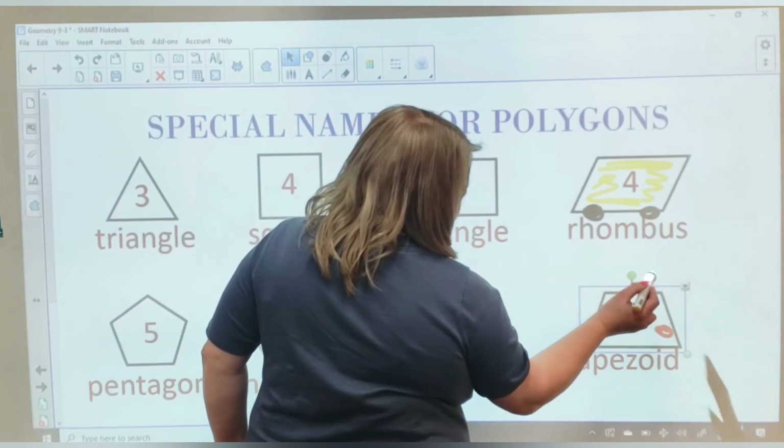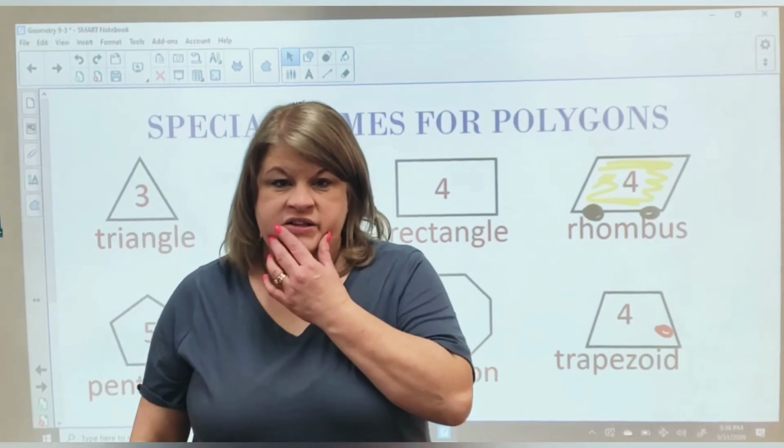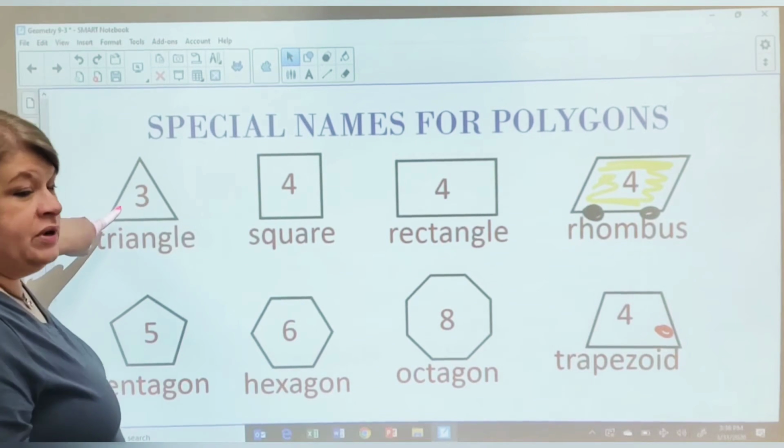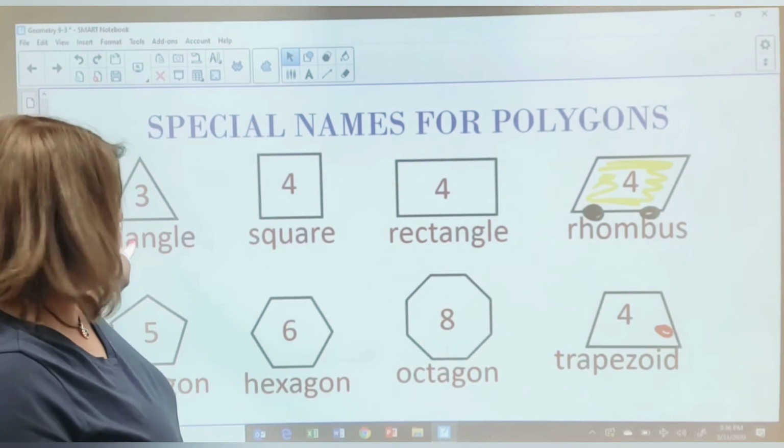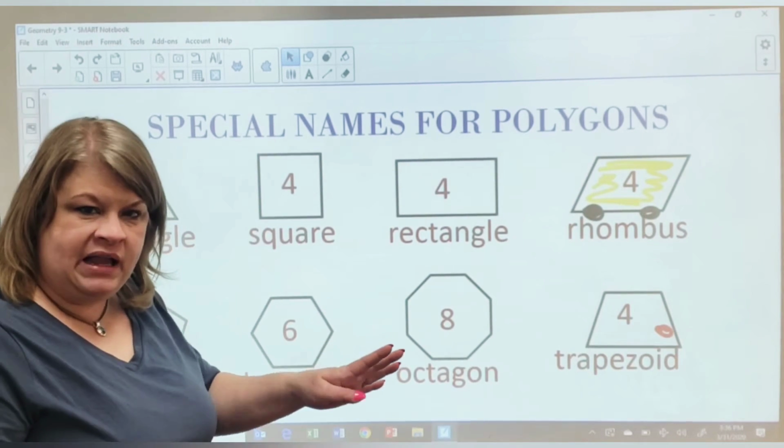That's how I think of a trapezoid. So we have a trapezoid with 4 sides. So let's review. A 3-sided polygon is a triangle. 4-sided polygons, there's 4 of the 4-sided polygons.